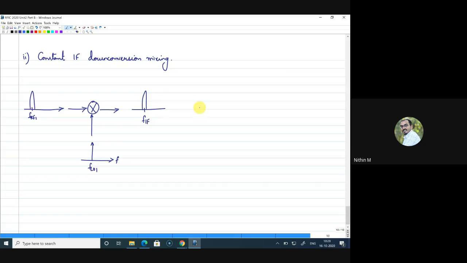Now similarly, if I look at another RF channel, say FRF2, then I need to have an LO frequency so that your IF frequency will remain constant. So that will be FIF itself. So this is the second type of down conversion mixing. We call this constant IF down conversion mixing. As Vishnu suggested, it seems difficult to change the LO frequency every time with respect to RF to generate an IF signal.